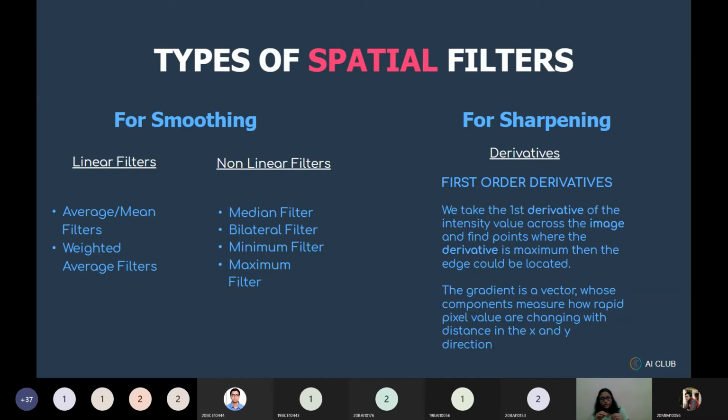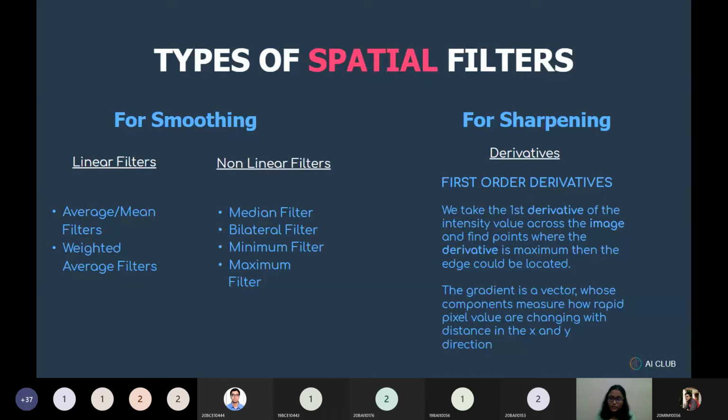Now you will have a question: how do we sharpen the images? See guys, when you have your two-dimensional array, you are going to take its first order derivative. By first order derivative, I am talking about differentiation. So you're going to take the first order derivatives of all the pixel values that you have, and then find the maximum value among all these first order derivative values. Now, why are you going to find the maximum value? Because your maximum value gives you the location of the edge.